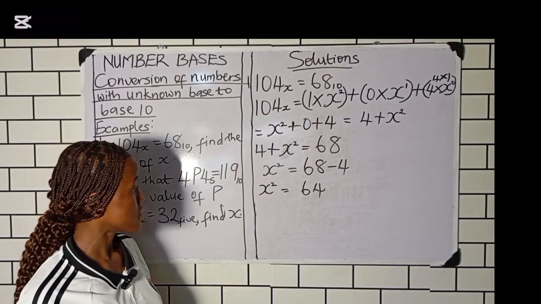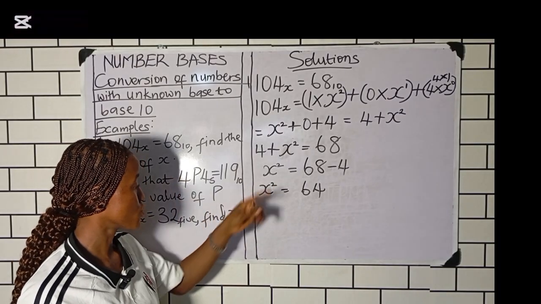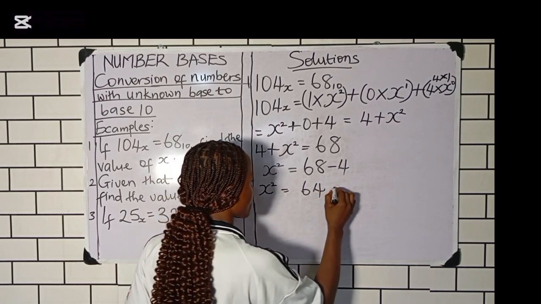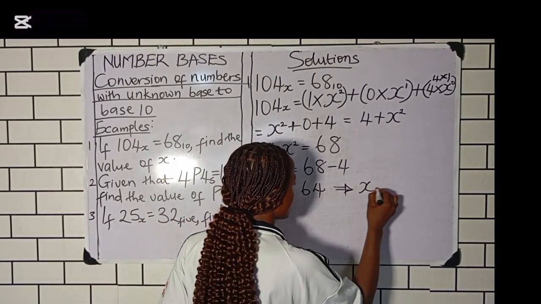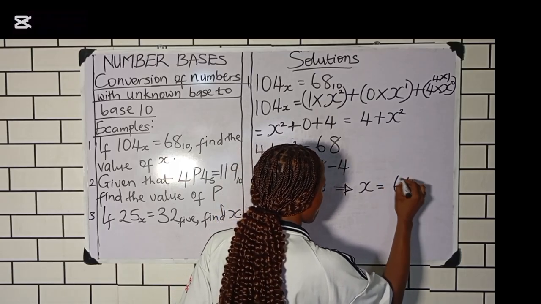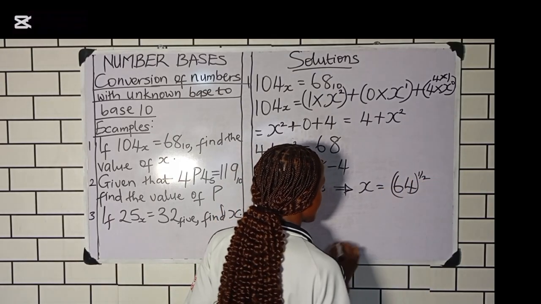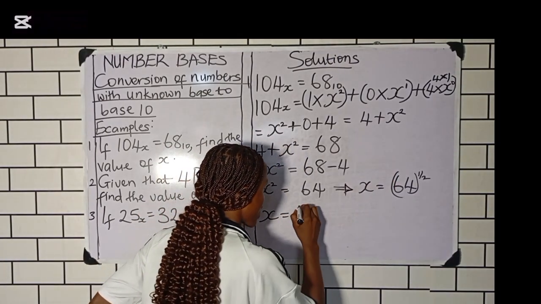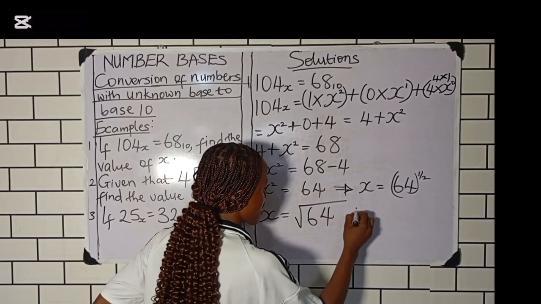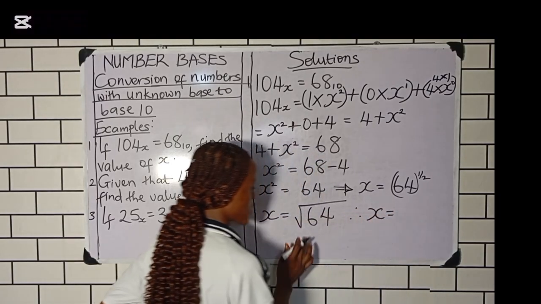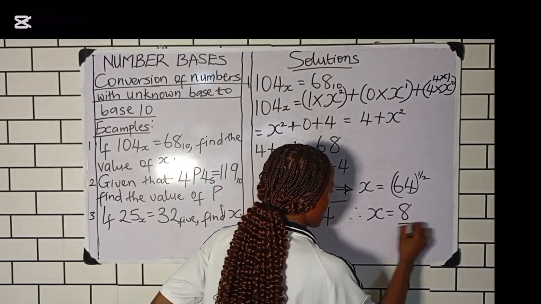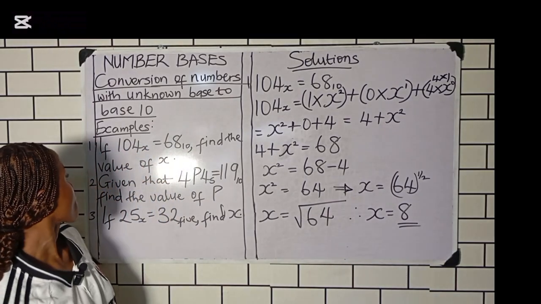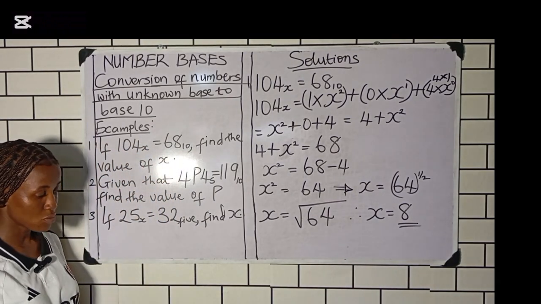Now finding the value of x. This x is raised to power 2. Therefore, what are we going to do? If you carry this power 2 across, this implies x is equal to 64 raised to power 1 over 2. And the power half is the square root. Square root of 64. Therefore, x is equal to the square root of 64, which is 8. x is equal to 8. This is our final answer for question number 1. Now question number 2.